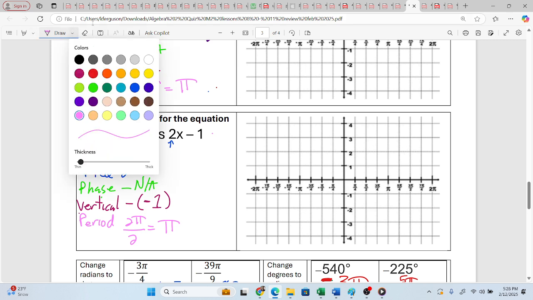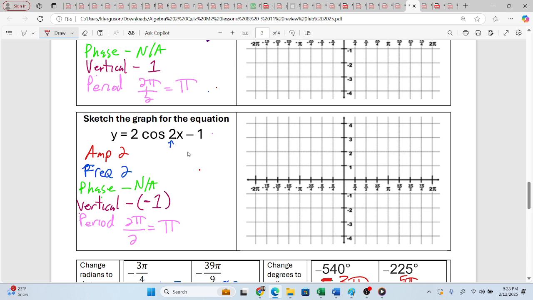So now let's get some stuff going. We're looking at cosine. So it starts high, hits the midline, and then goes low, and then goes back to the midline and ends high, right? That's what I got. So let's start. It says the amplitude is 2. So that would mean I'd be right here and right here. So I'd be between there.